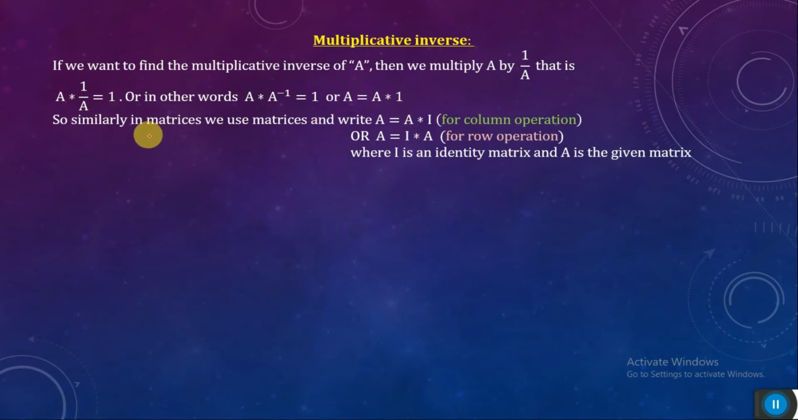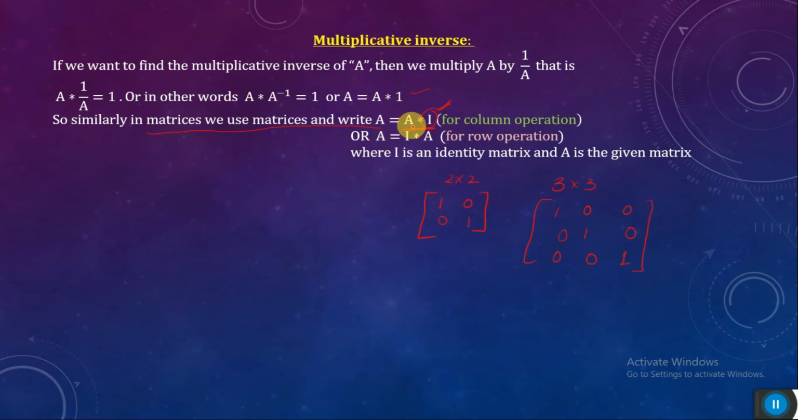Now you see, similarly in matrices we use a equals to a into 1. Here this will be treated as identity matrix. In numbers we had 1. In matrices we will have identity matrix. You know what is an identity matrix? A matrix which looks like this. For 2 by 2, for 3 by 3, it looks like this: 1, 0, 0, 0, 1, 0, 0, 0, 1, right? It looks like this.